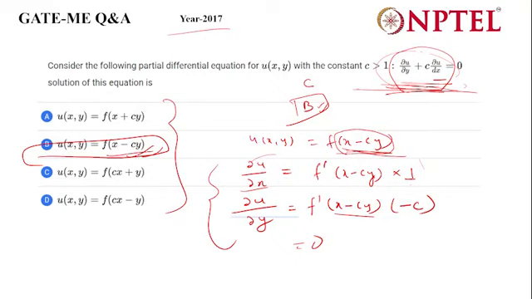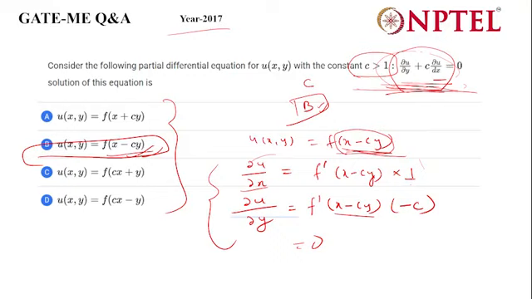Ma'am, what will be the problem if the constant c greater than 1 was not given? That doesn't matter. They have just given that c is equal to 1. That's all. If it's not given also, you have to solve it like that only.